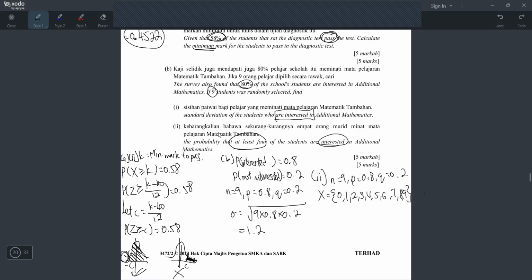But they only want to find the probability that at least 4. It means 4 is included, and then 5, 6, 7, 8, 9. It means I have to do P(X=4) plus P(X=5) plus 6 plus 7 plus 8 plus 9. Add all the answers together, right?